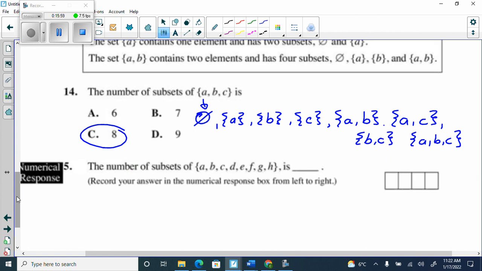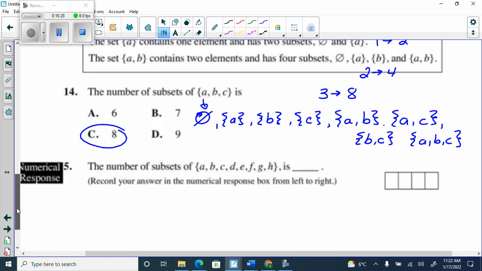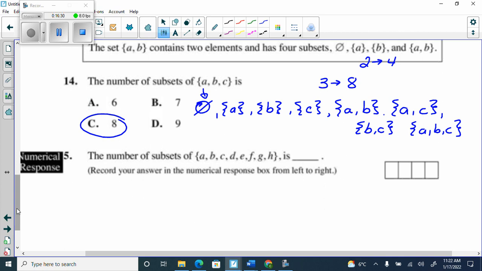The number of subsets in this one, oh boy. So with none, we had 1. With one letter, we had 2. With 2 letters, we had 4. With 3 letters, we have 8. Do you see the pattern? 1, 2, 4, 8. How many letters are in this one again? I can't remember. 8. So with 4 letters, I'm going to have 16.